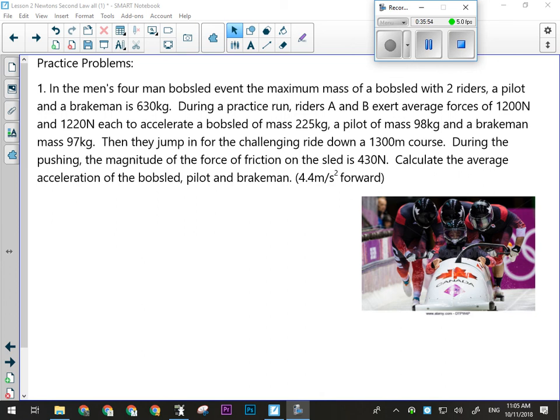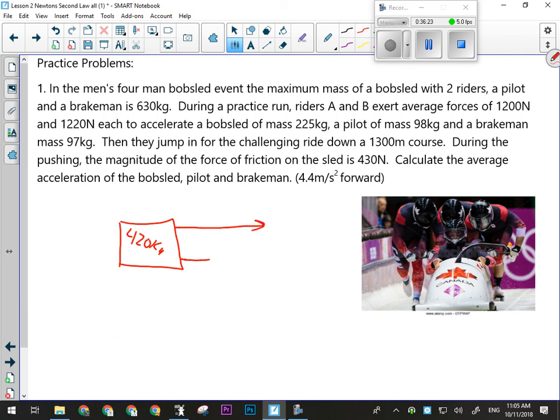So what we have is the bobsled, and we have to calculate its mass. So the bobsled's 225 kilograms. This is going to be 323 kilograms. And then 420 kilograms. So our mass of the bobsled is 420 kilograms because we only have the sled, the pilot, and the brakeman inside at this point. Then we have the forces involved. The forces involved are the 2 sprinters that are pushing the sled.